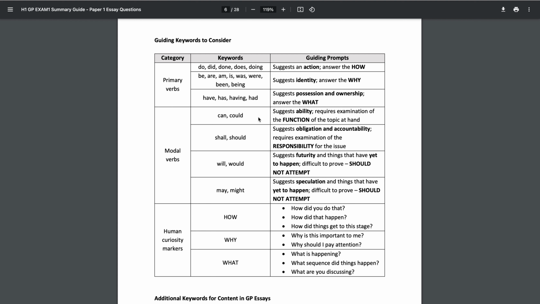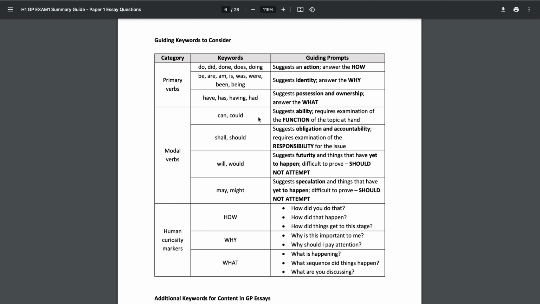Your modal verbs, can and could, suggest to me ability. I can do this. I could do that. She could do that. So you need to examine the function. What is the ability of the thing? What is the function of the thing in the real world?